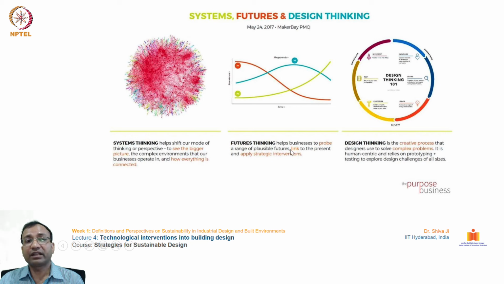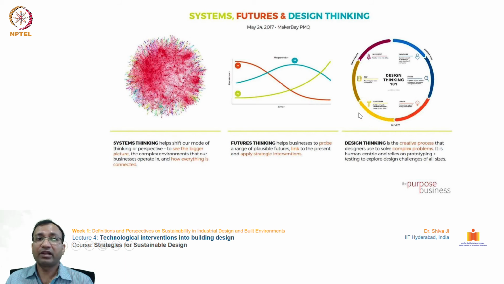Then we come to futures thinking. It helps businesses to probe a range of plausible futures linked to the present and apply a strategic intervention. So this is where we apply our strategic intervention, innovative ideas, and come up with the solutions. In the next one, this represents design thinking, a creative process that designers use to solve complex problems. It is human centric and relies on prototyping and testing to explore design challenges of all sizes. So this is how this whole process behaves. This is how this whole process moves.